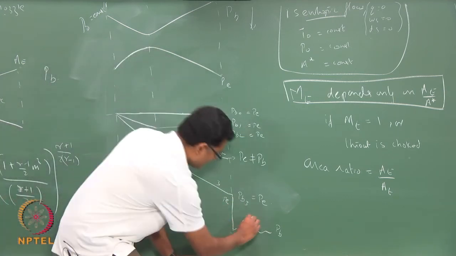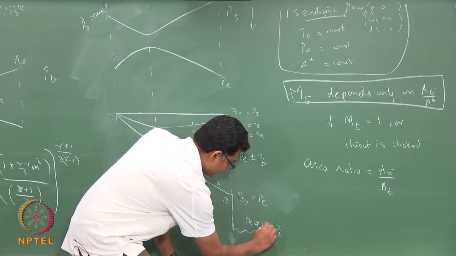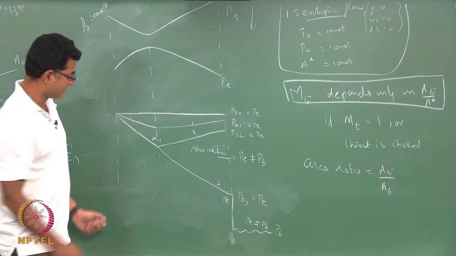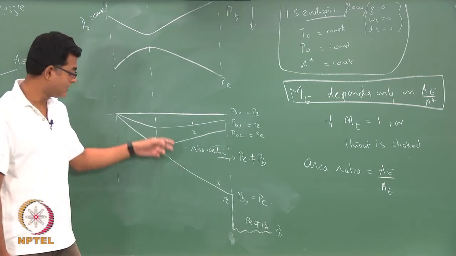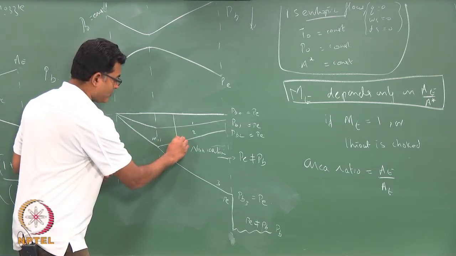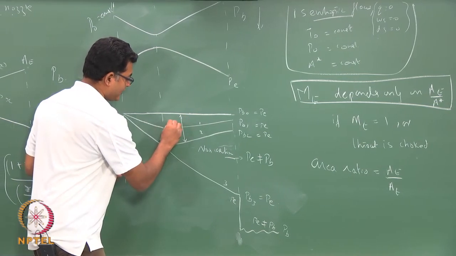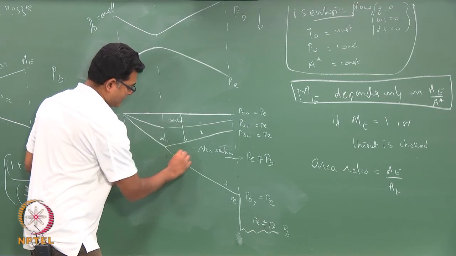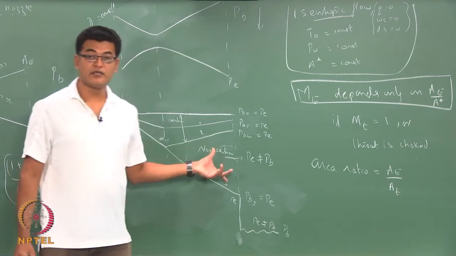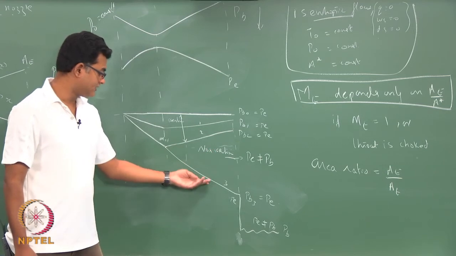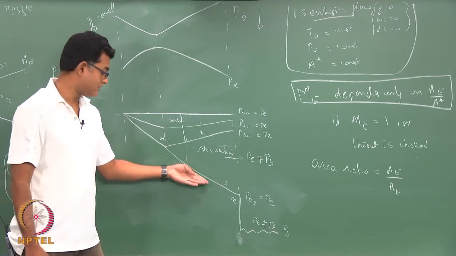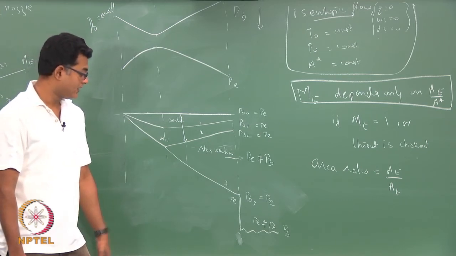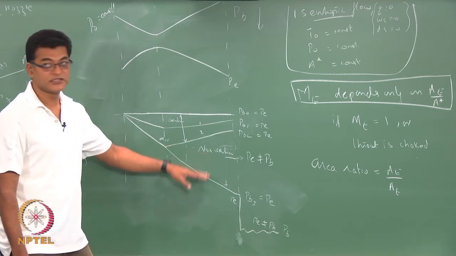Here again your Pb is not equal to P exit. So, these lines are the isentropic solutions. In between here, 1, 0 and 2, you have infinite isentropic solutions. This region you have infinite non-isentropic solutions, and this is the line that demarcates between the isentropic and non-isentropic, and accordingly your Mach number also changes.